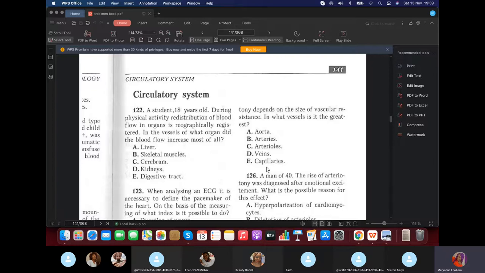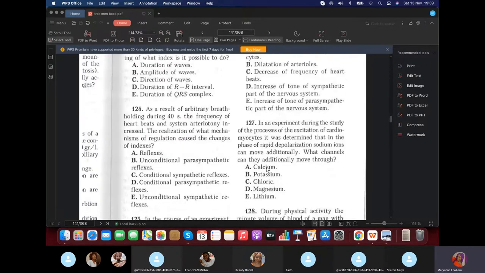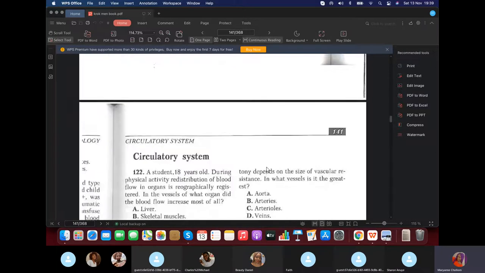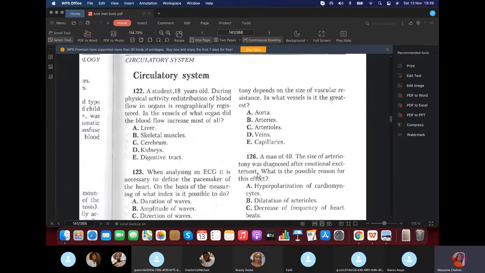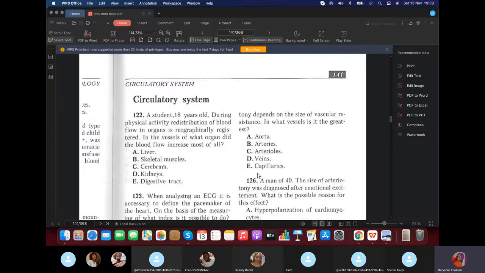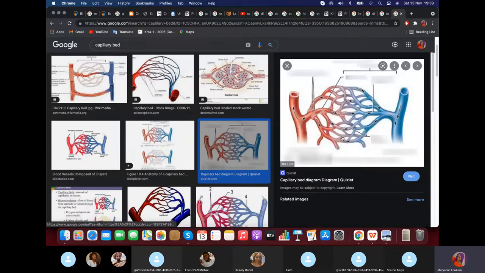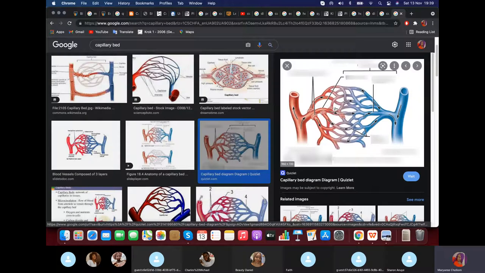If it's becoming small, so when they say arteriotony, it's the tonicity of the arteries, okay? So in what vessel is the greatest resistance? Actually, the arterioles have the greatest resistance because they have the smallest diameter. Why not capillaries? Because capillaries are quite smaller than arterioles. If you look at your capillary bed, you have multiple capillaries, as you can see, and this is just one arteriole.